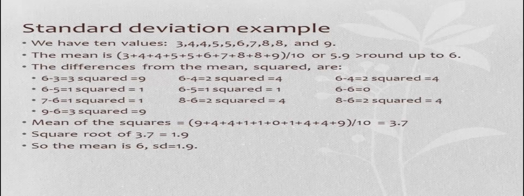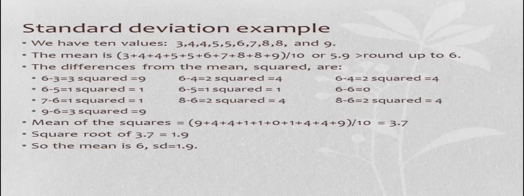So we're going to calculate a standard deviation. We have 10 values. I made these values very small because there's a lot of adding and subtracting, and you know that I don't like to do that, so I wanted to make it easy to follow. So say we have 10 values and I laid them out there. So the mean, which we know how to do, is 5.9. I rounded it up to 6 to make things easier. So the mean is 6.